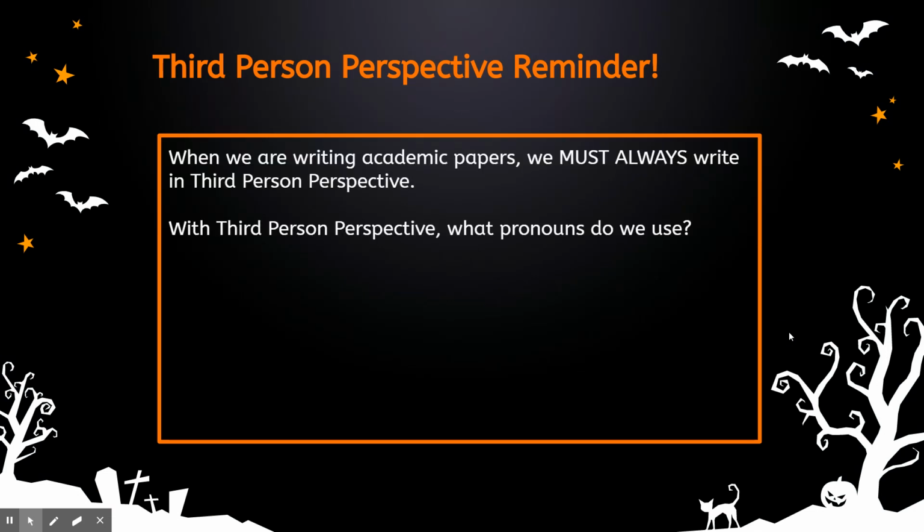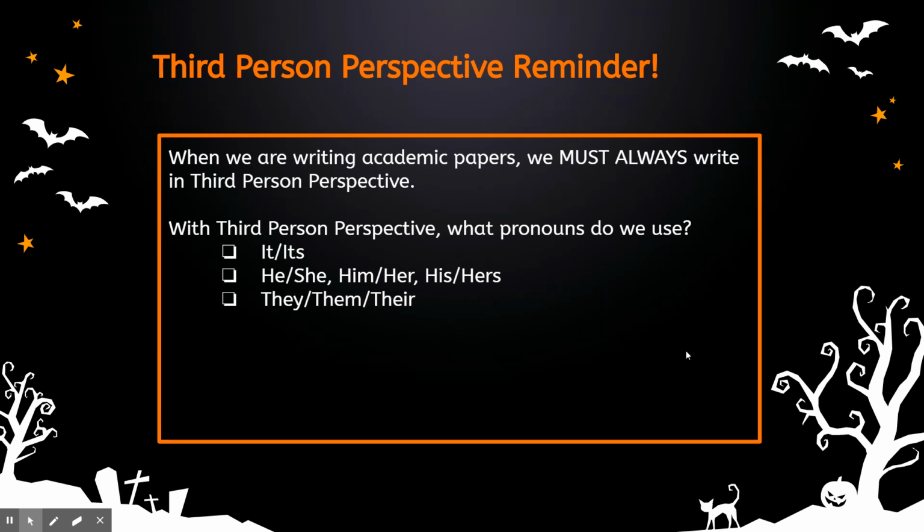Some reminders though, when you are writing informative essays and academic papers, you have to use third person perspective. Remember, first person is your perspective. You say I, me, my, we, our, us. Second person is you, your, yours, yourself. And for third person pronouns, we use it, its, he, she, him, her, his, hers, they, them, theirs.